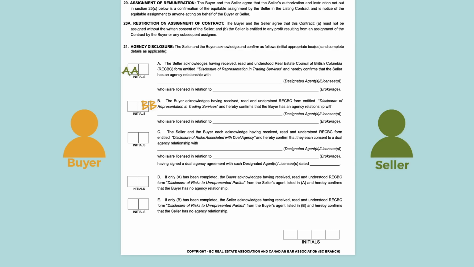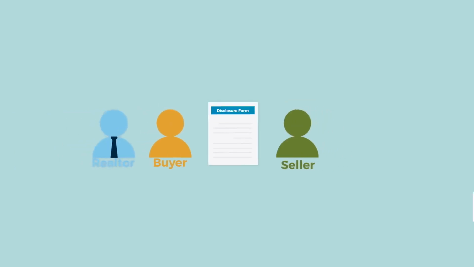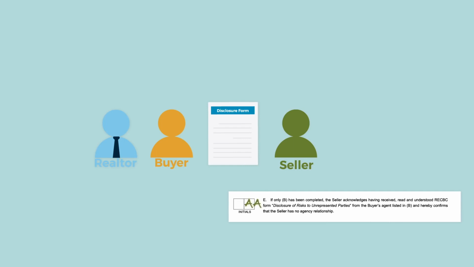In this case, the realtor who represents a client in the transaction is required to provide the unrepresented party the appropriate disclosure form to explain the risks of not being represented. The unrepresented party initials the appropriate box of the contract of purchase and sale to acknowledge that there is no agency relationship and that appropriate disclosure has been made to them. If neither party is represented by a realtor, then this section would typically not be completed.